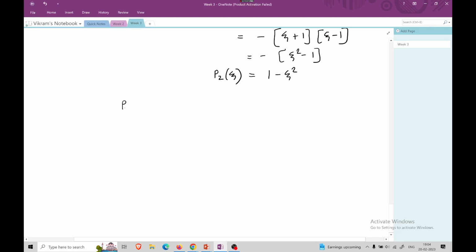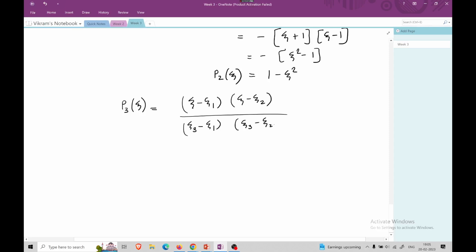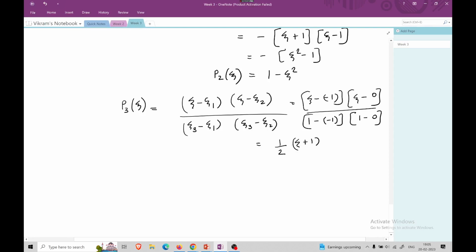So now p3 will be eta minus eta 1 into eta minus eta 2. So 3 I am avoiding, so 3 will be replaced here, eta 3 minus eta 1, eta 3 minus eta 2. Eta minus minus 1, eta minus 0, eta 2 is 0, then similarly here 1 minus of minus 1, 1 minus 0. So this is half into eta plus 1 into eta.